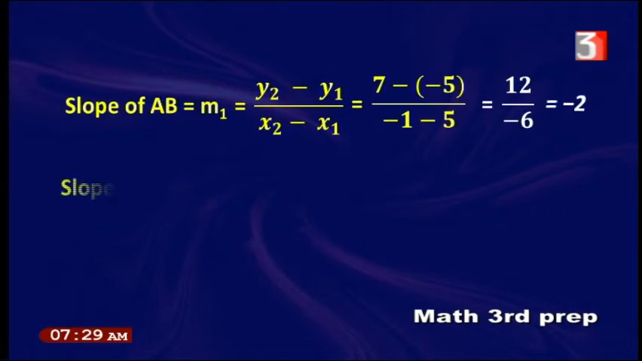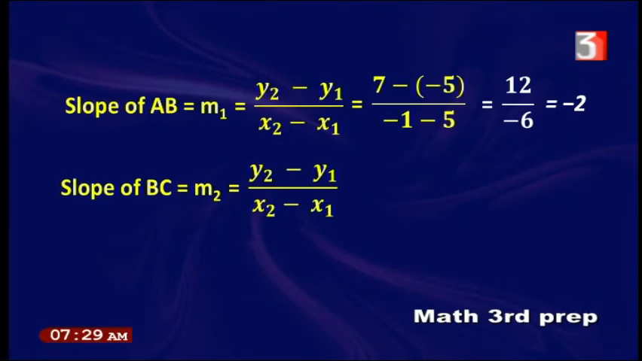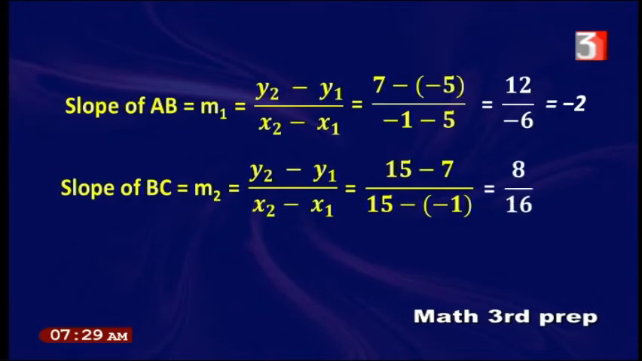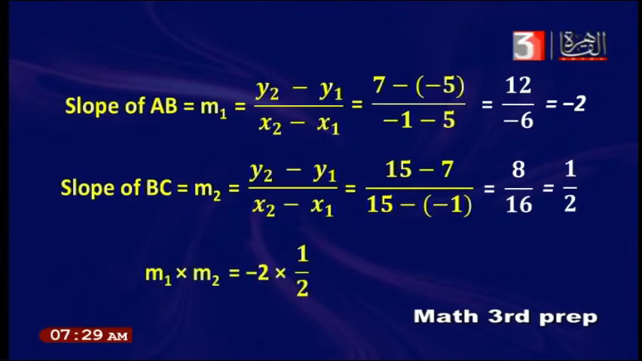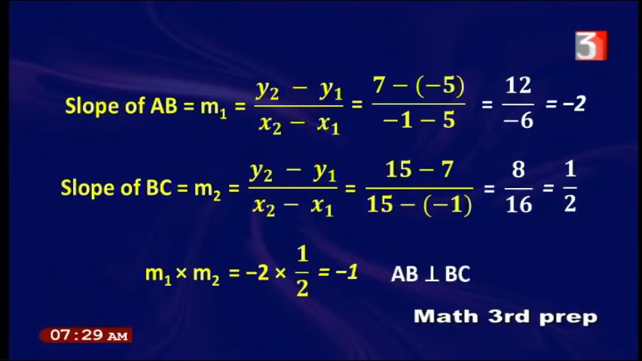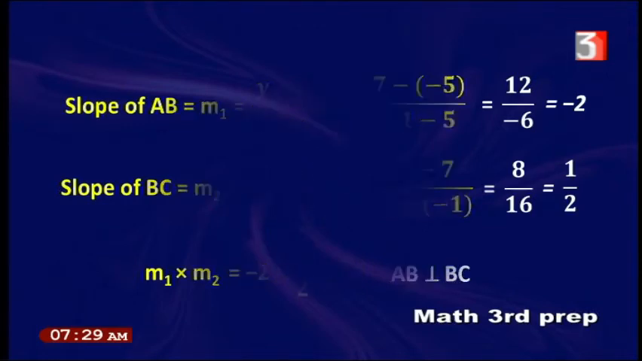What about the slope of BC? It is called M2, or symbolized as M2. It is y2 minus y1 over x2 minus x1. By substituting, it is 15 minus 7 over 15 minus negative 7, which gives 8 over 16, which is equal to half. When you multiply M1 by M2, it is negative 2 times half to obtain a result of negative 1. In this case, we can say that AB is perpendicular to BC, and therefore ABC is a right angle triangle at B.